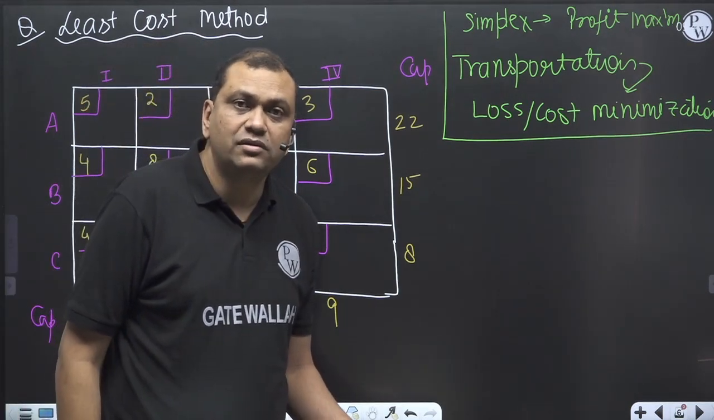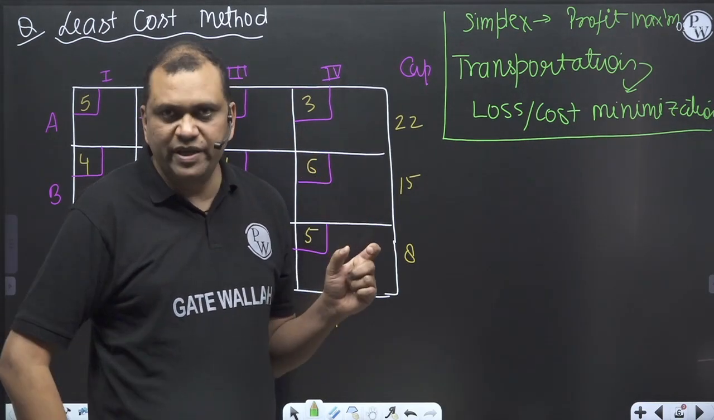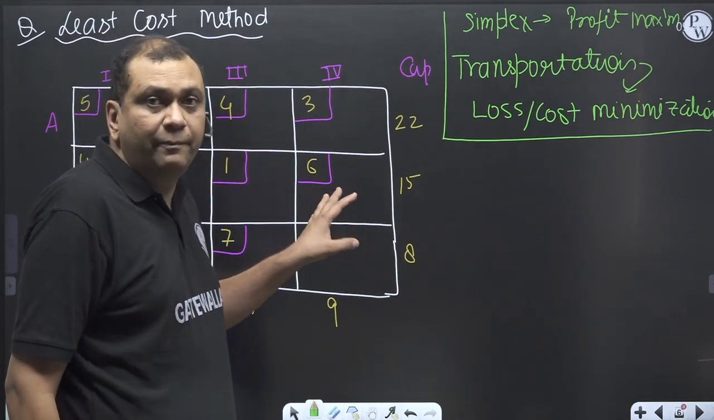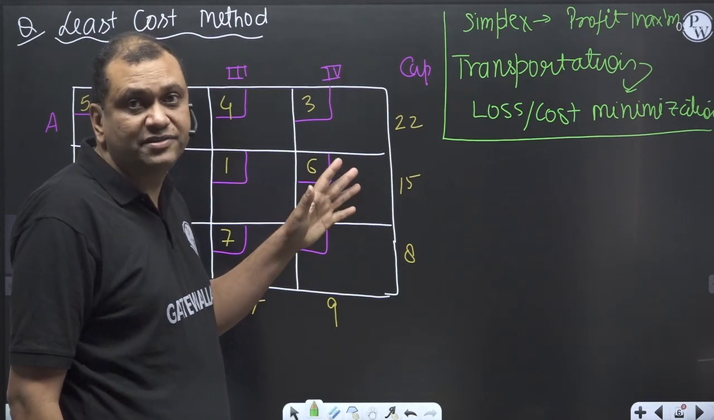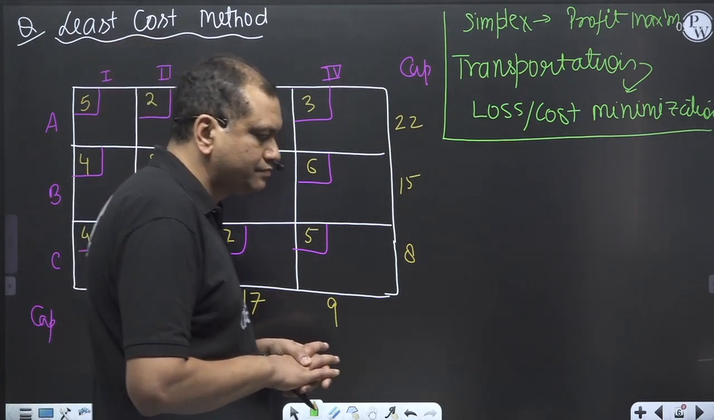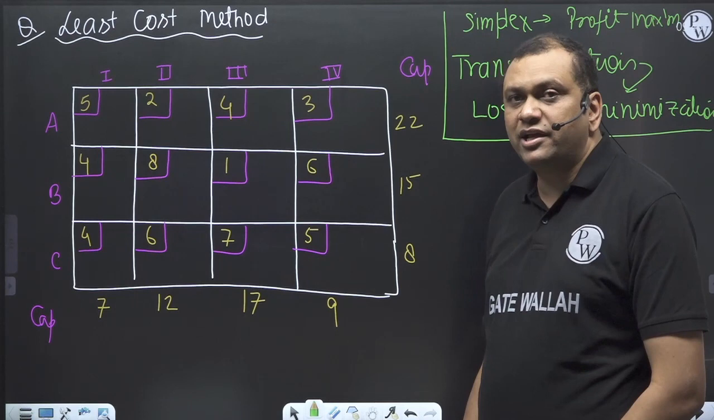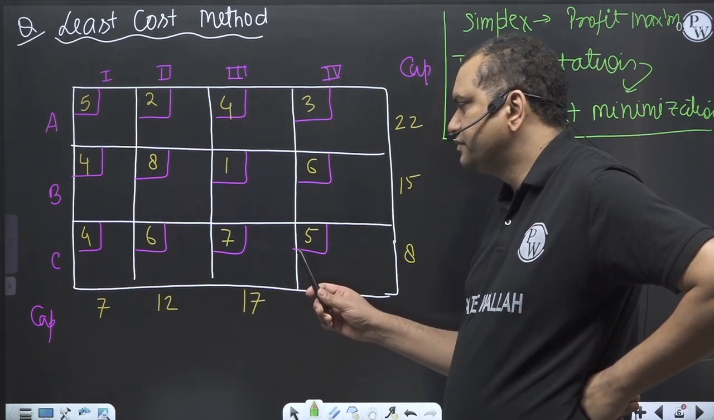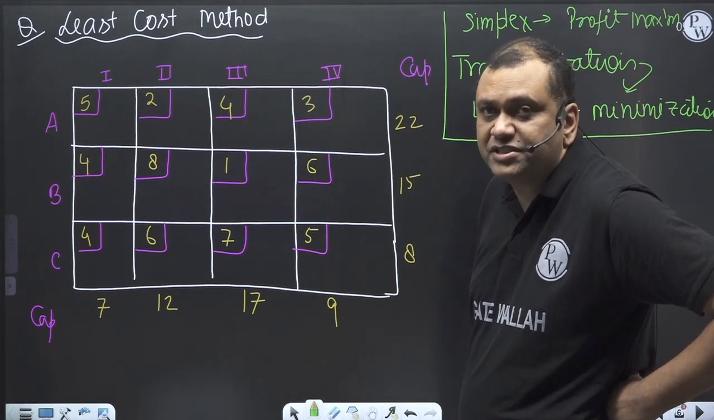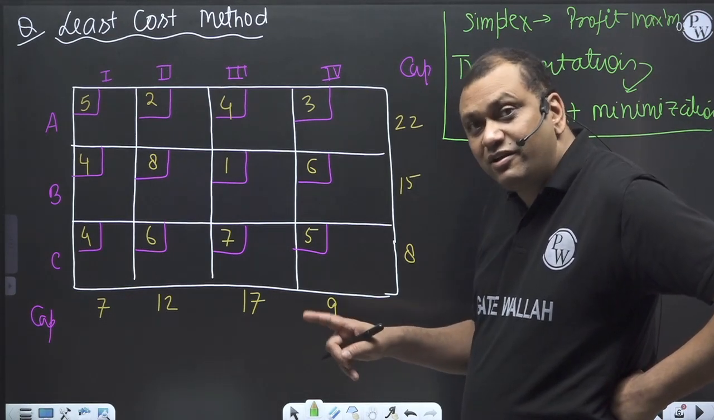You know what is the meaning? To begin the iterations of initial basic feasible solution, my matrix should be a cost matrix or loss matrix. But suppose in the transportation problem, if the profits are given in the matrix, we have to convert that matrix into a loss matrix.